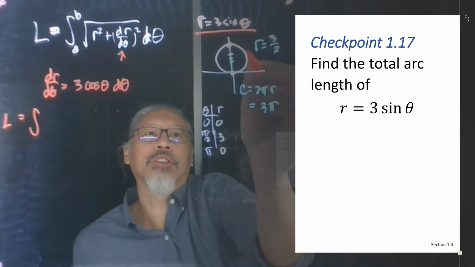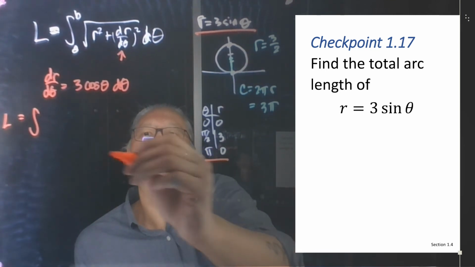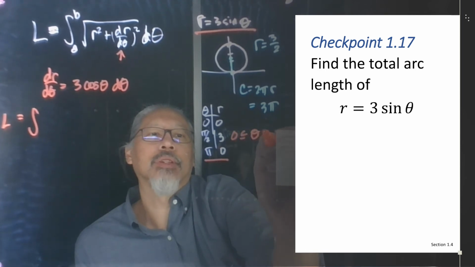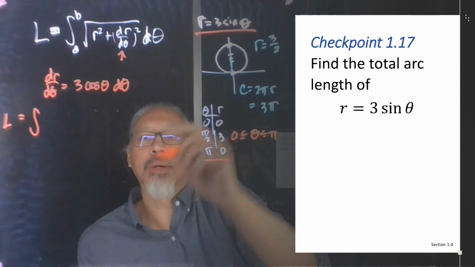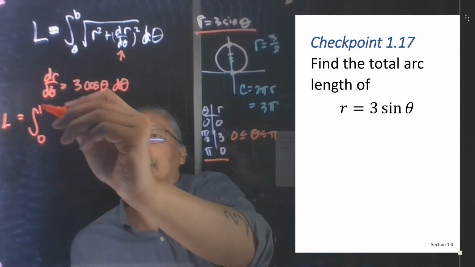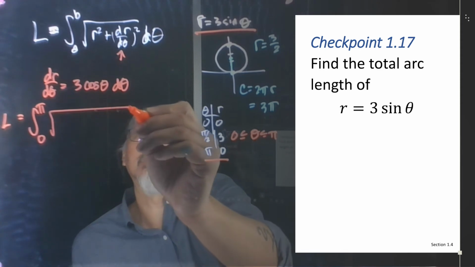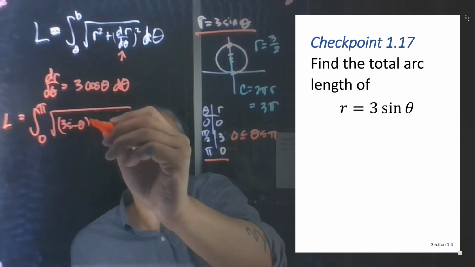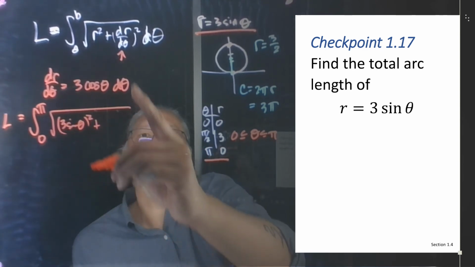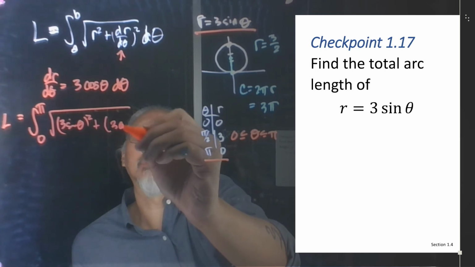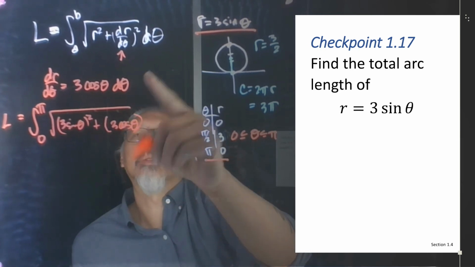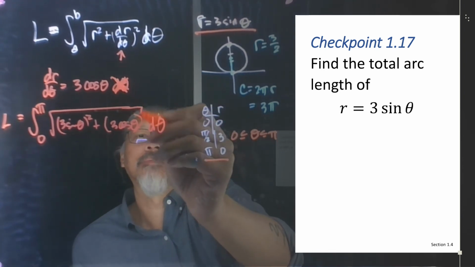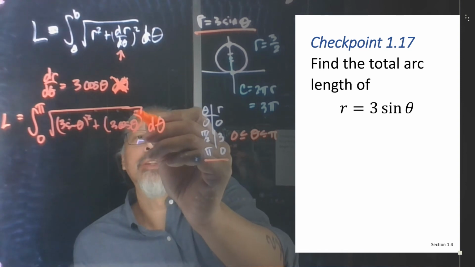Oh, by the way, we finished the whole circle from 0 to pi, so let's make a note of that, that theta really just went from 0 to pi, and we didn't have to go all the way to 2 pi. So this is 0 to pi. We have the integral of r, which is 3 sine theta, and we want to square that, plus dr d theta, which we found to be 3 cosine theta. Oops, we don't need a d theta here, but we do need a d theta here. Oh, and we need to square this.